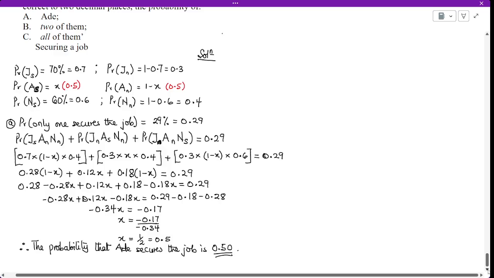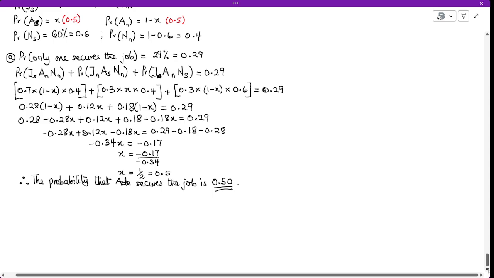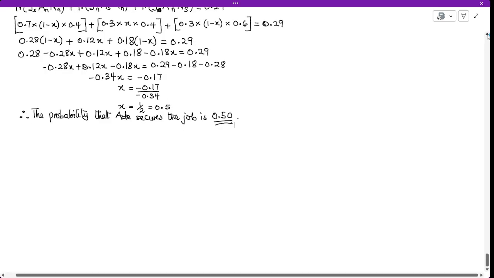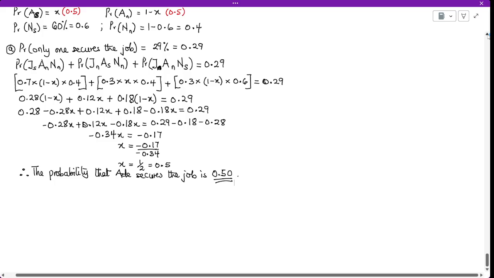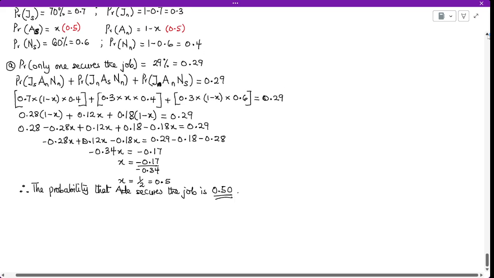They are saying two of them secures a job. If two of them secures a job, then it means at every point in time, one of them will not secure the job. All right, so we need these figures over here. B, the probability that only two of them secures the job. Let's do our expansion here. We're going to do the same thing as we did for the first one.